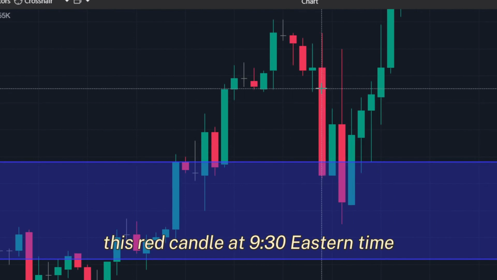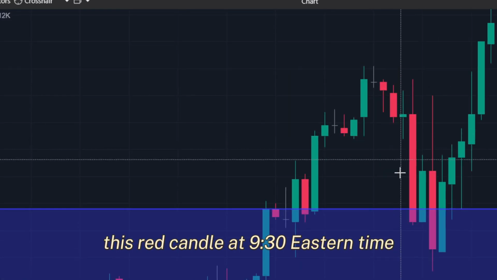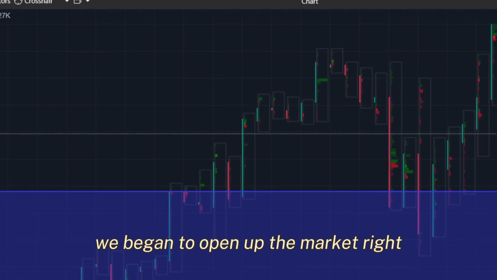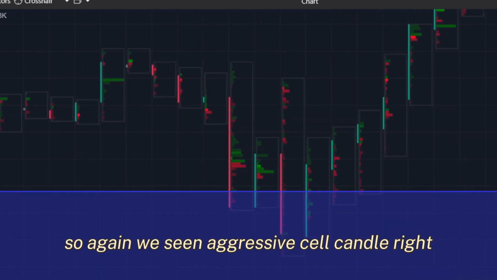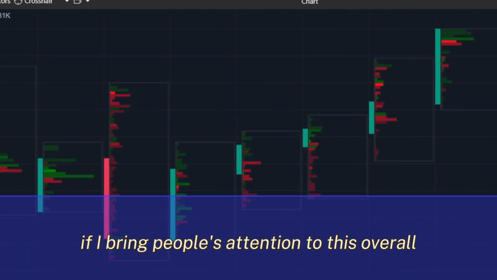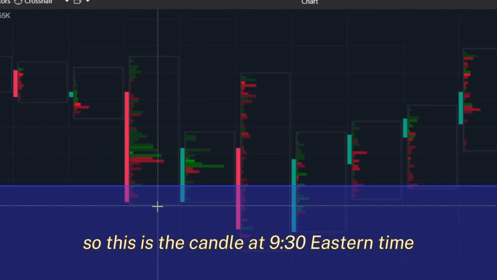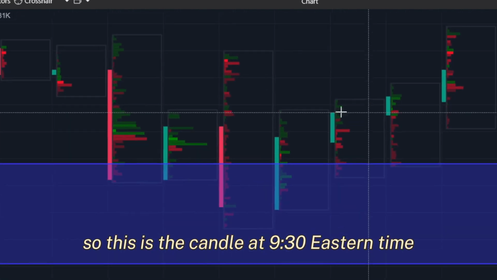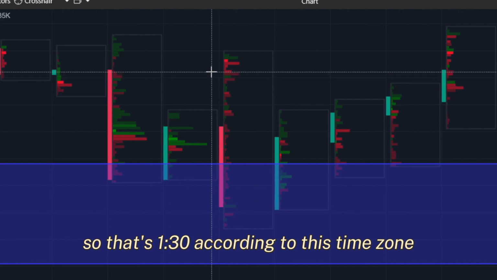This red candle over here at 9:30 Eastern time, we began to open up the markets. So again, we see an aggressive sell candle. If I bring people's attention to this overall candle, this is the candle at 9:30 Eastern time, so that's 1:30 according to this time zone.